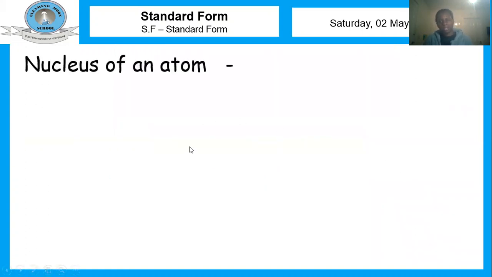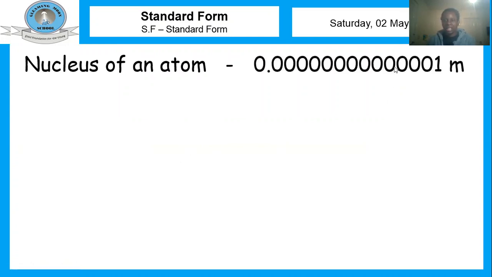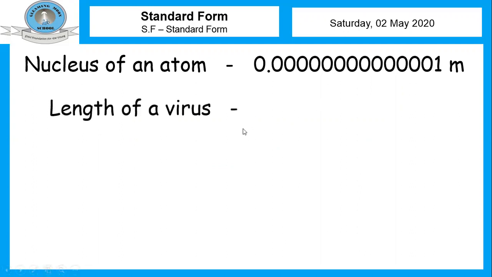Now, in science, we are told that the nucleus of an atom is 0.000000000001 meters. Can you think about that number? Do you think that number will be big or small? And look at this one. The length of a virus is 0.0000002 meters. In comparison with the first number, which one do you think is bigger? Which one do you think is smaller?